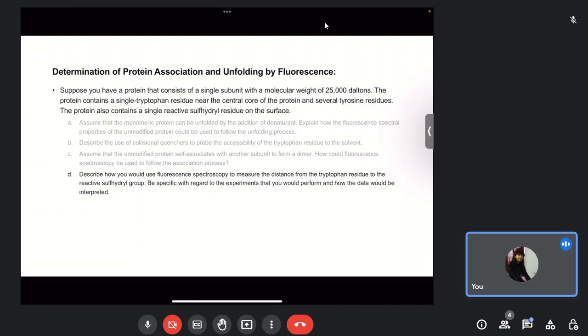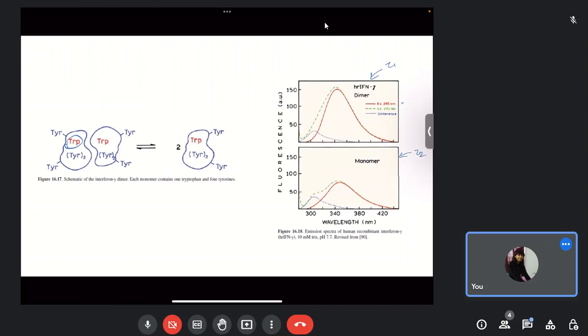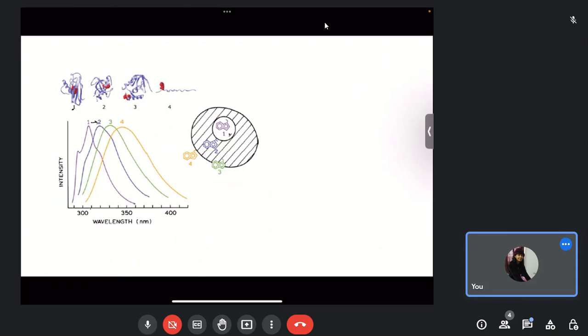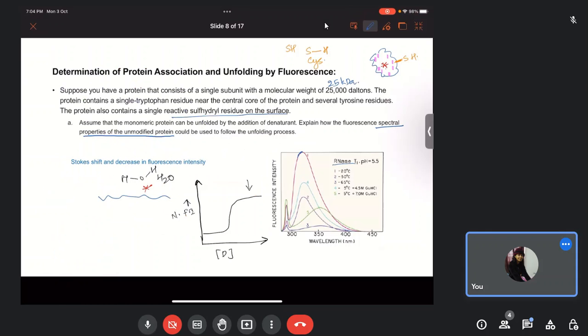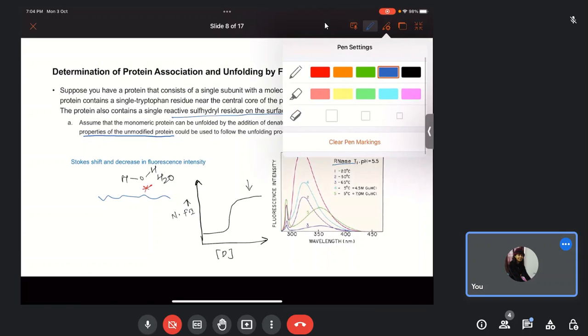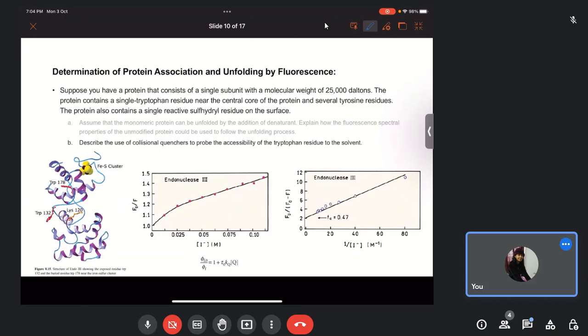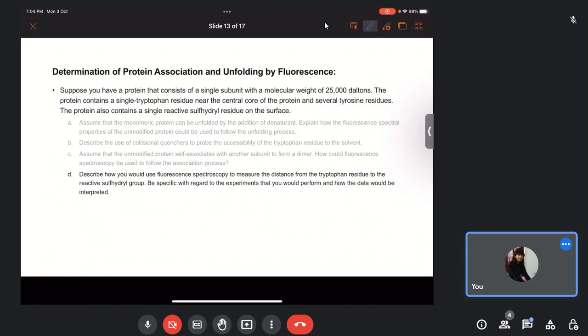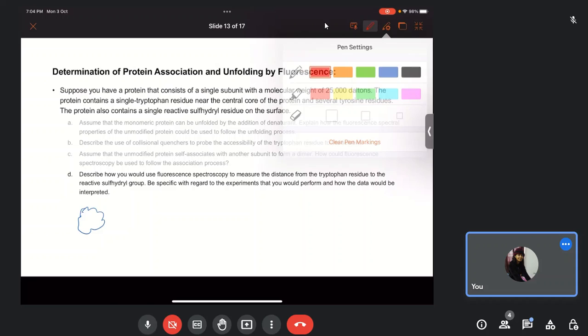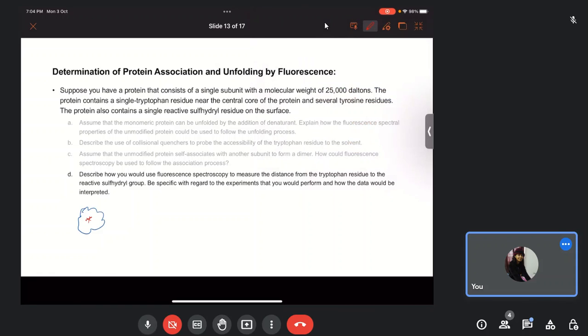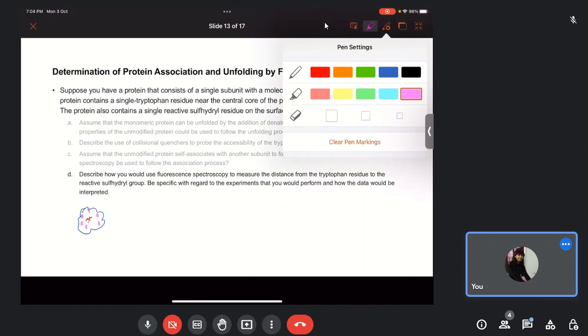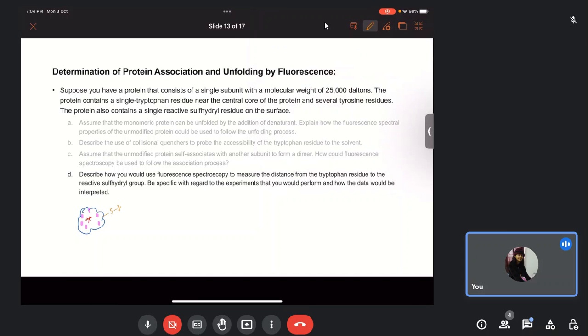The next one is how can we use fluorescence spectroscopy to measure the distance between a tryptophan residue and the reactive sulfhydryl group. Our molecule was something like this, and we have a tryptophan here, and a couple of tyrosines, and you have an SH group on this surface.